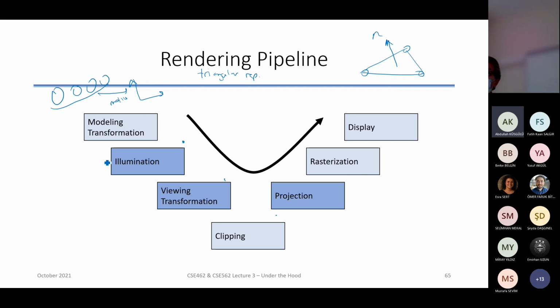Now, this modeling transformation will be applied to the 3D locations as well as to the surface normal. So you have to actually do that. So illumination defines where your light is, okay? And then viewing transformation defines where your camera is looking at this thing. And then clipping is going to be in 2D.